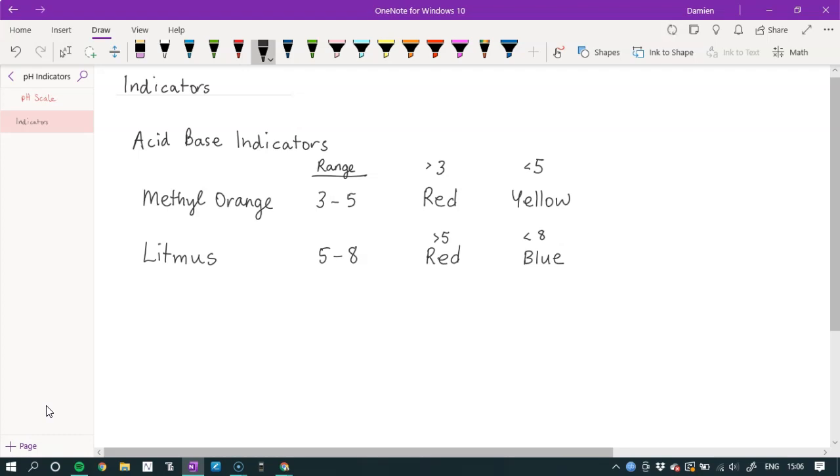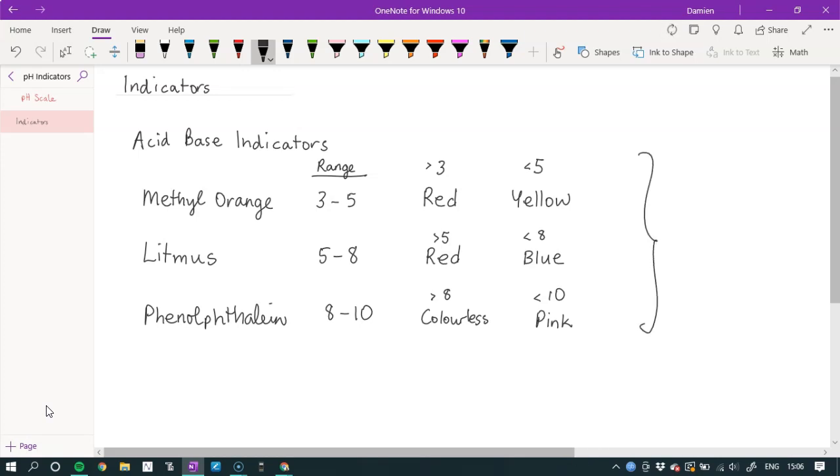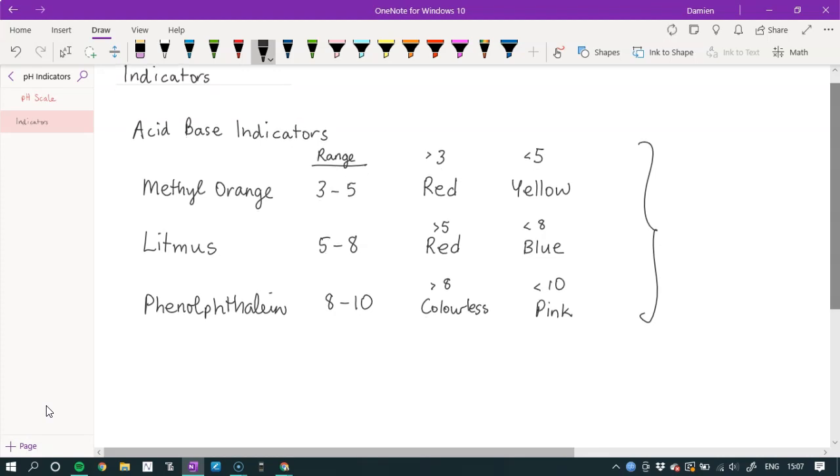And then finally, the last indicator that we have is phenolphthalein. And phenolphthalein then works between 8 and 10. So when it's less than 8, phenolphthalein has no color at all, it's colorless. But when it's greater than 10, phenolphthalein turns pink. And this is something that you need to know. This is something that you're going to have to learn off because you'll be asked questions about it. So let's look at the next part.